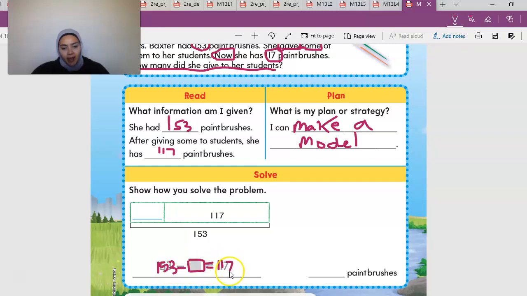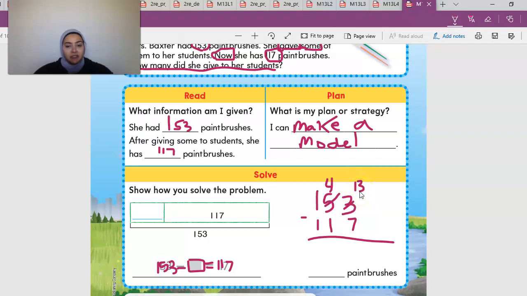So what we have to do is solve what goes here. So by solving what goes here, we can subtract these numbers and plug it in. Let's try that. 153 take away 117. 3 take away 7, I can't do that. 5 becomes a 4. 3 becomes 13. 13 take away 7 is 6. 4 take away 1 is 3, and 1 take away 1 is 0. So the answer is 36.